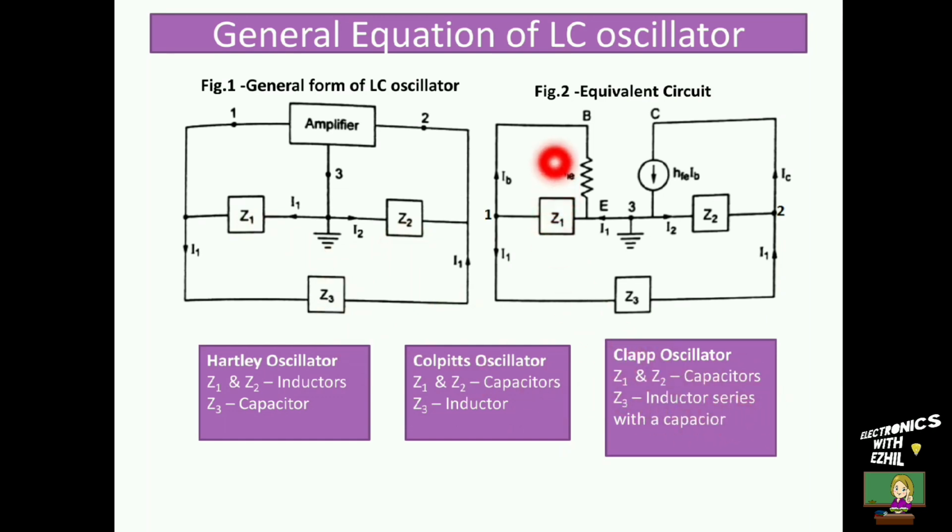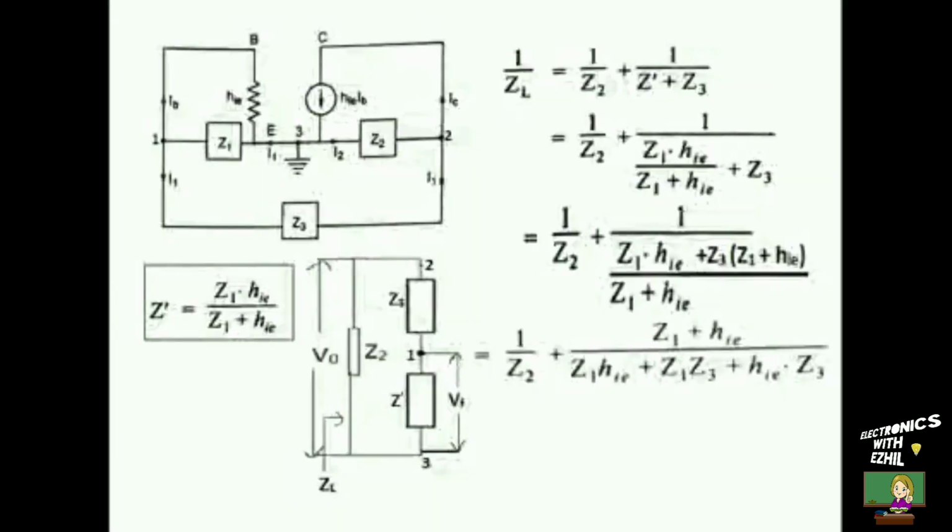This is the equivalent circuit of the general form of LC oscillator. Here the amplifier is replaced by its hybrid equivalent model, in which the input impedance hie and forward current gain hfe are taken into account. The reverse voltage gain hre and output admittance hoe are neglected for analysis. Now let us start deriving the general expression for LC oscillator.